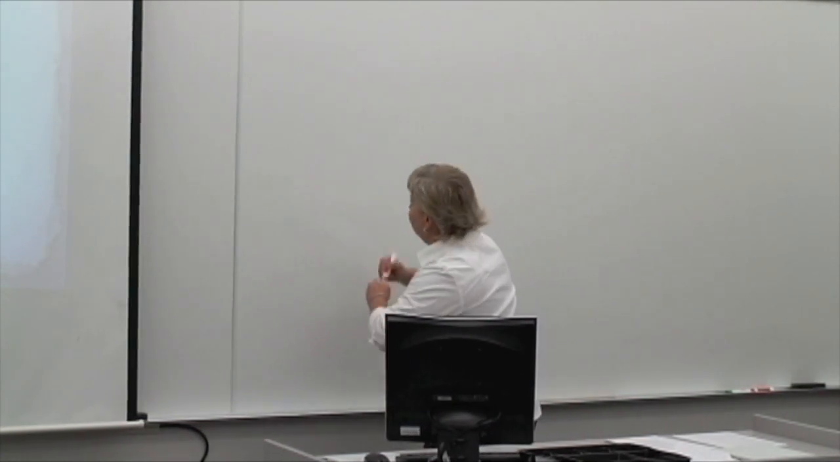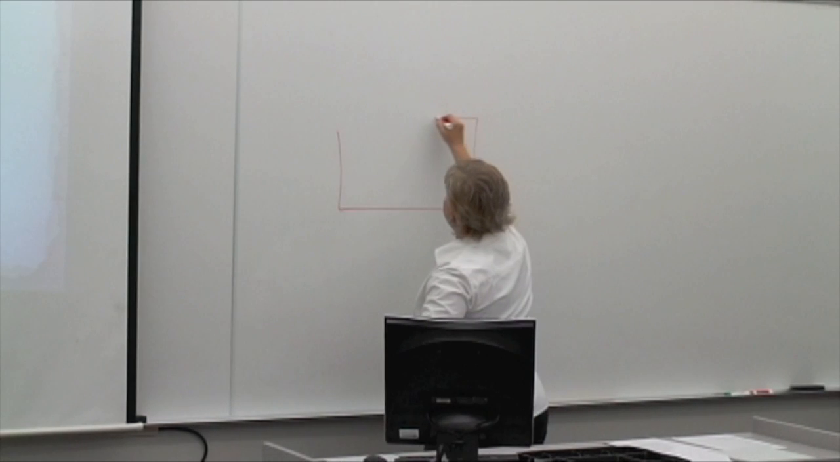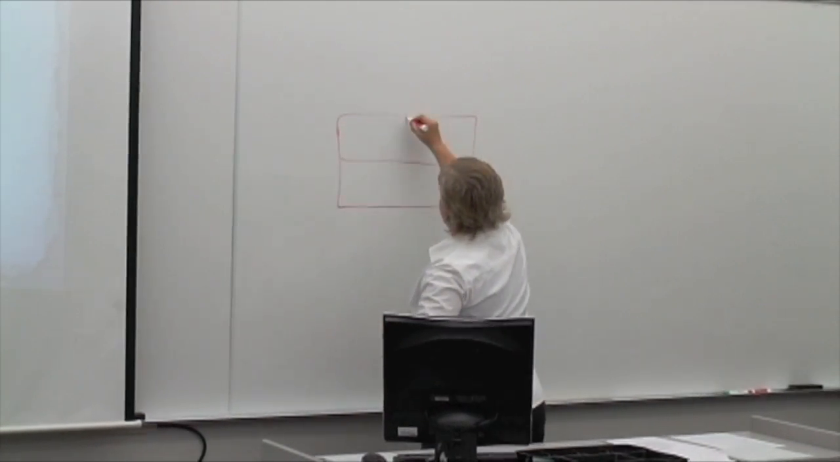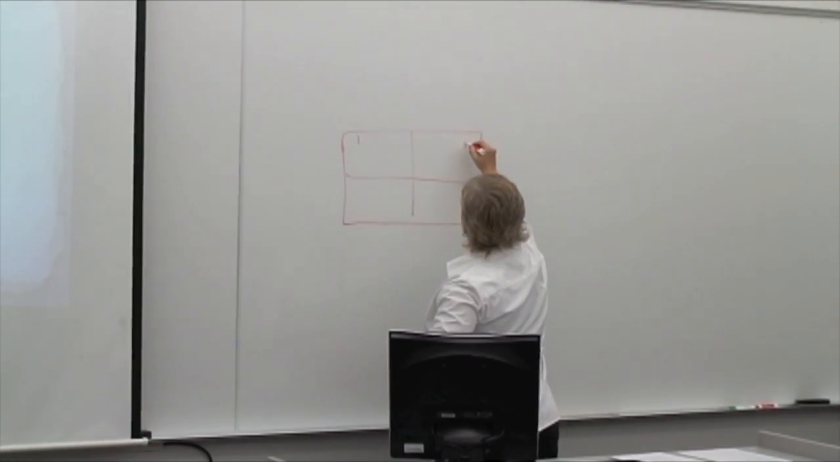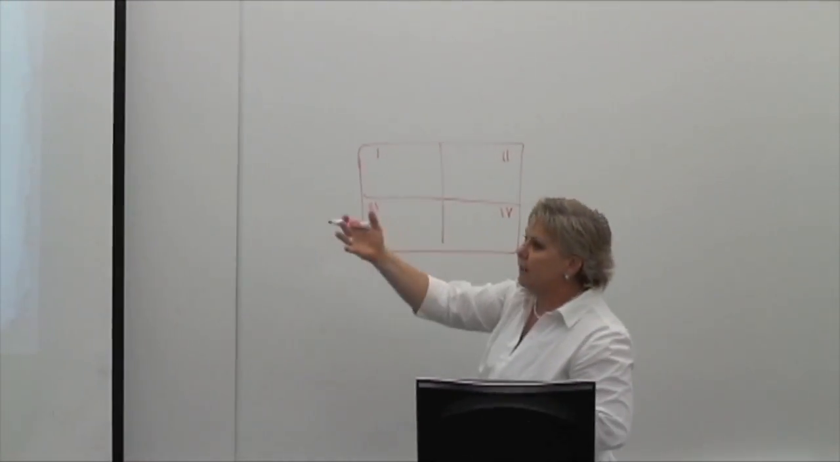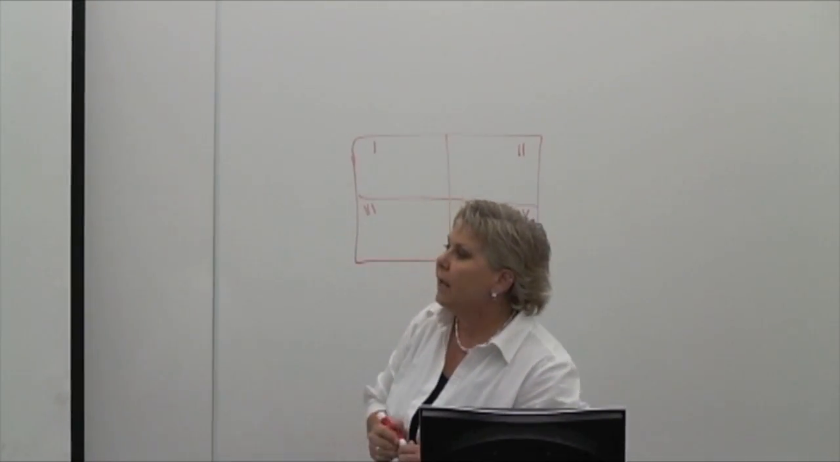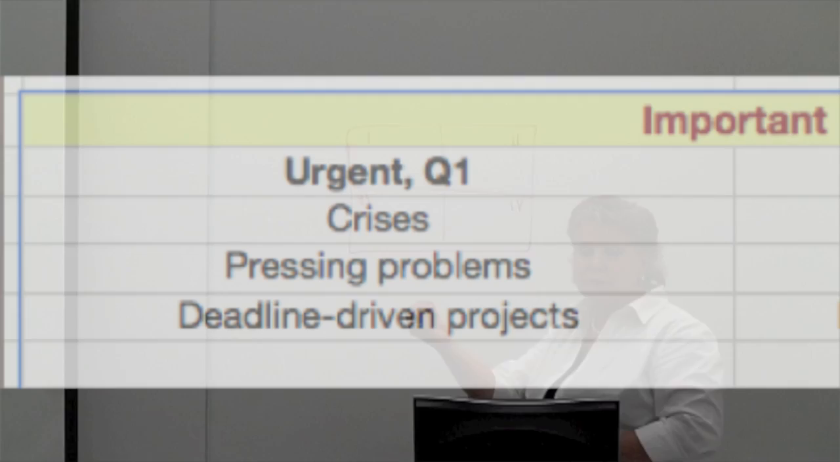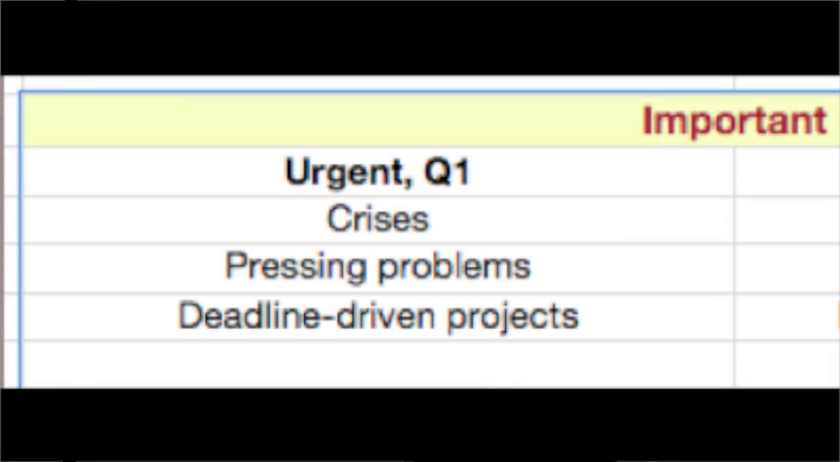A lot of students just will draw a quadrant here and then do 1, 2, 3, and 4, and list your activities based on urgency and importance. Okay, so urgent and important is quadrant number 1.